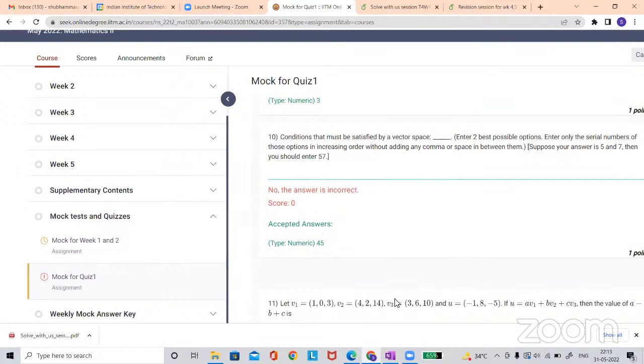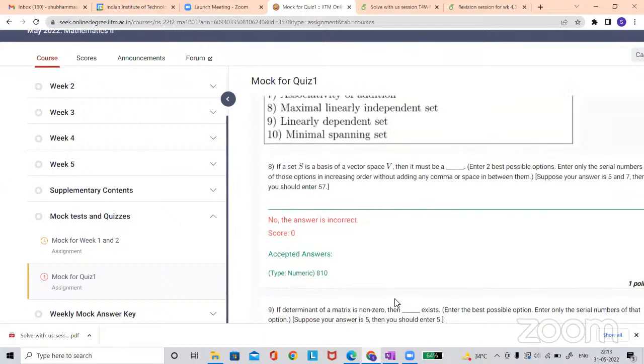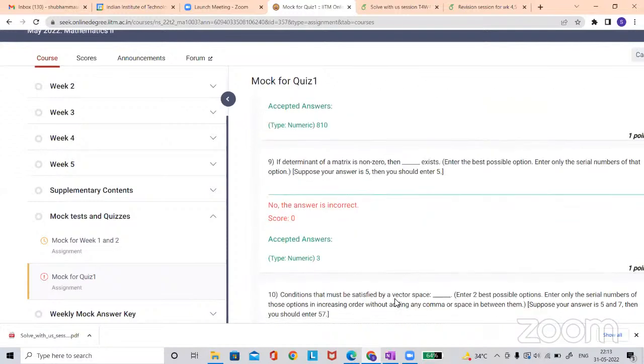Existence of additive inverse, because if I first chose additive inverse, then I saw the 2 best possible options. So I deleted 5. My bad. Actually, that is what I am going to tell you. Because you have to choose the best two things.